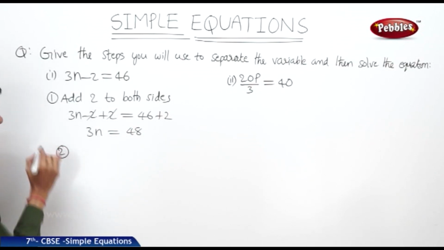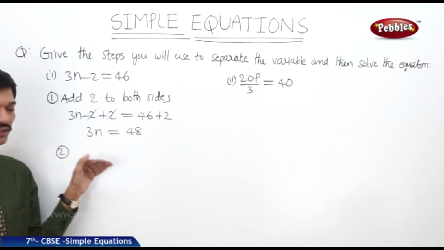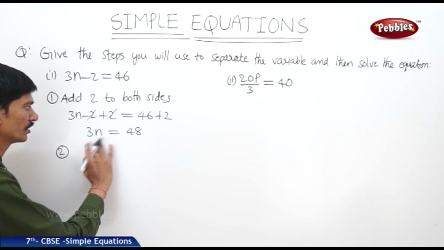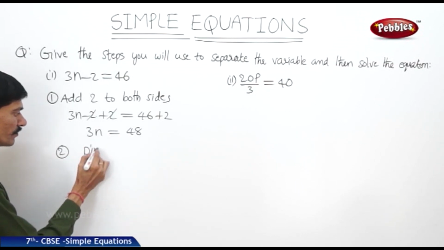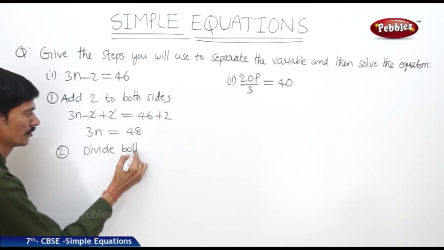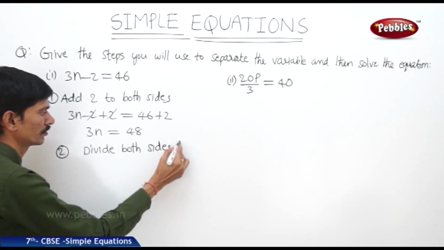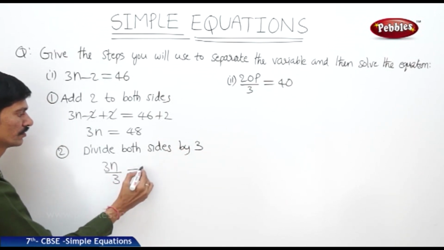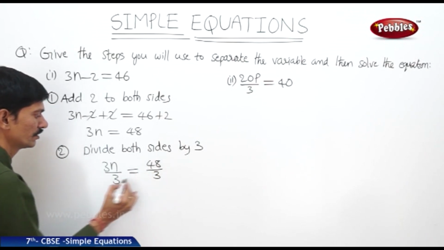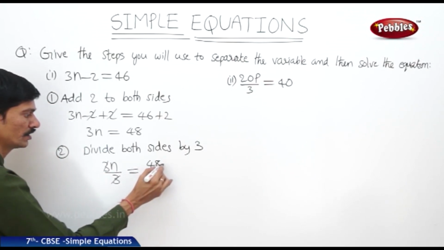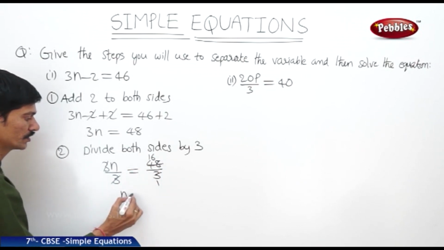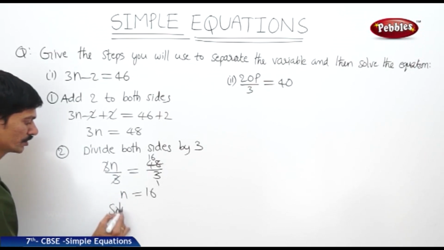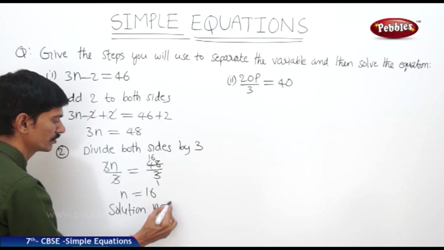Now the second step is to cancel the multiplication by 3. 3n means in the sense 3 into n. To cancel into 3, here we can divide both sides by 3. So the second step is divide both sides by 3. So then we get 3n by 3 equals 48 divided by 3. So here 3 gets cancelled. 3 ones are 3 and 3 sixteens are 48. So we get n equals 16. So this is the solution of the given equation. So the solution is n equals 16.